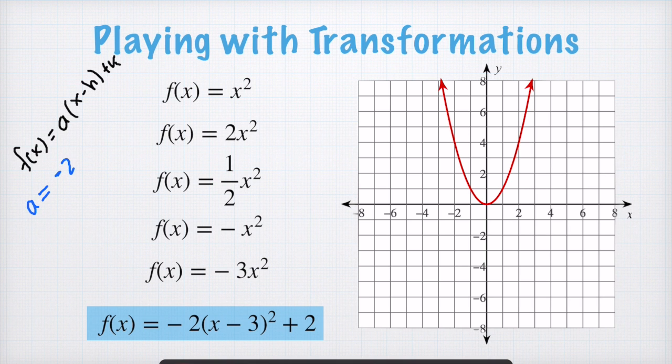So it's going to be concave down, so we're going to draw it like this. And it's going to be 2 times, so it's going to be skinnier. Our vertex has been moved, and it's been moved over to the right 3 and up 2. So we're going to go over 3, 1, 2, 3, up 2, 1, 2. And it's going to be upside down, so we're going to go this way.